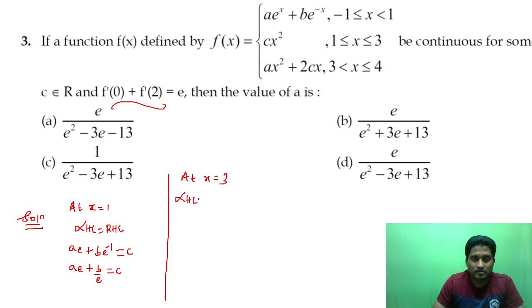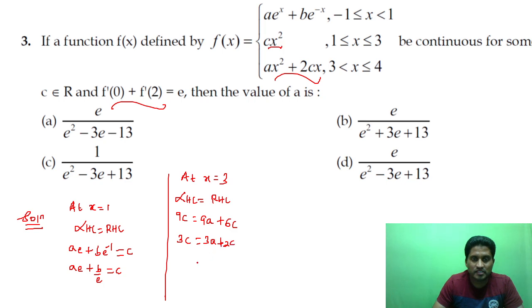LHL is equal to RHL. Now you take 3 and substitute here, you get 9C. Right hand limit, in place of x you put 3, you will get this as 9A plus 3 into 2 is 6C. 3 is common, right? So you will get this as 3C is equal to 3A plus 2C.